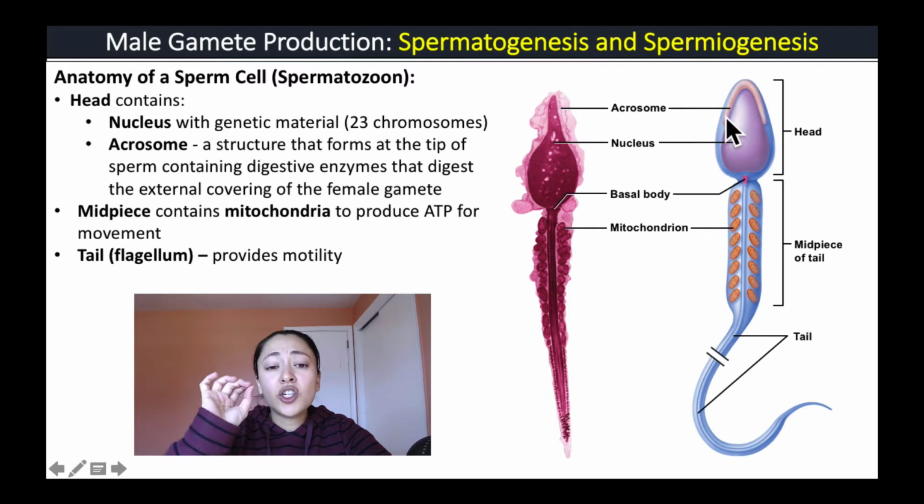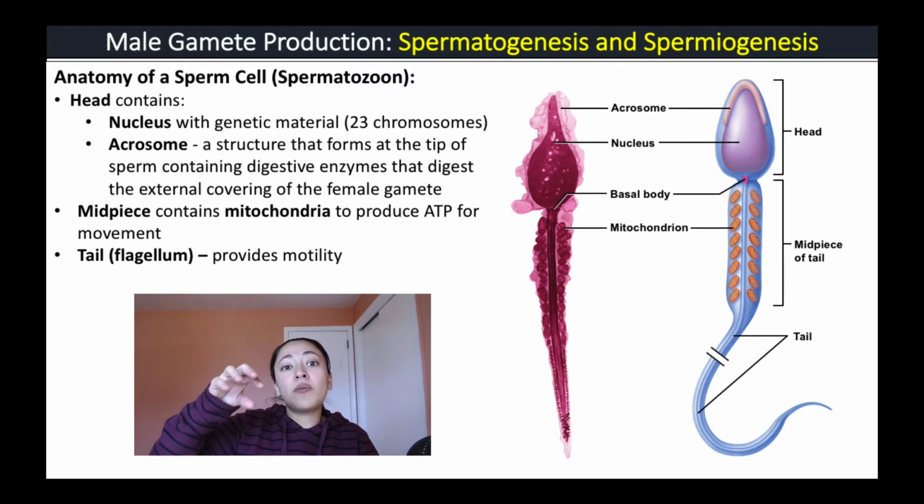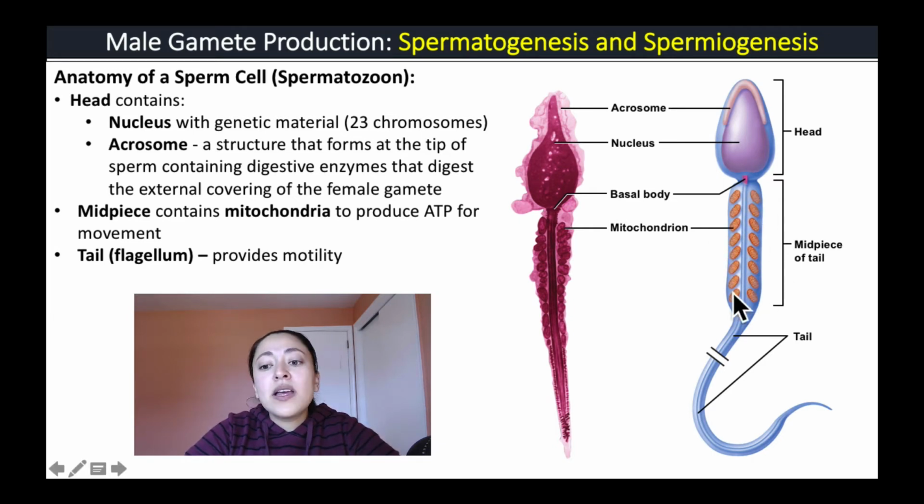The acrosome is extremely important because it contains digestive enzymes, and these digestive enzymes will be released when the sperm contacts the egg, and it will digest the external covering of the female gamete so that the sperm can actually penetrate the egg. The mid-piece of the sperm simply contains a whole bunch of mitochondria. And if you remember, mitochondria make ATP, so this is supplying the energy that the sperm needs to swim once it's inside the female's reproductive tract. And then, of course, we have the tail, which provides motility.